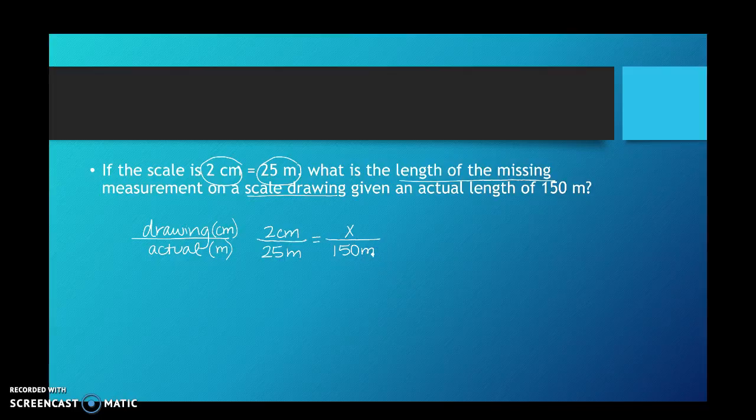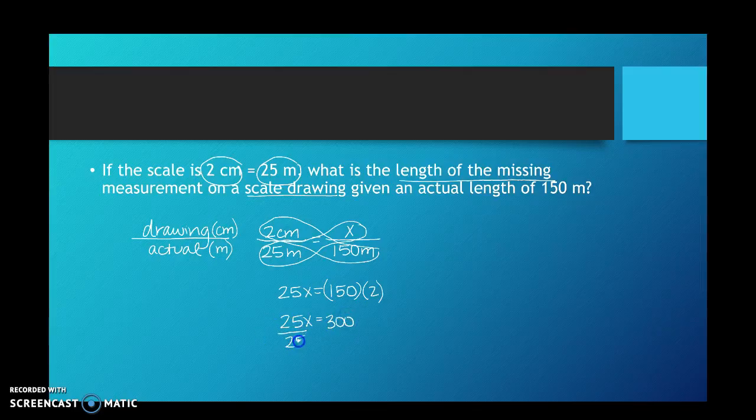Once we set the proportion up, you guys know where to go from there, right? We go ahead and do our cross product. 25x equals 2 times 150. Oopsies. 2 times 150, which I know is 300.